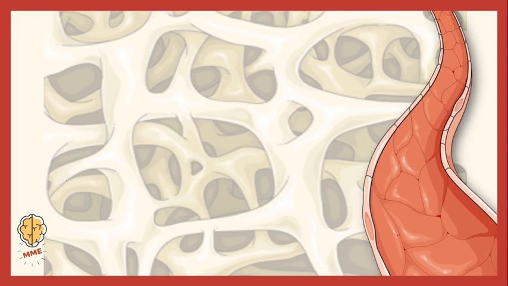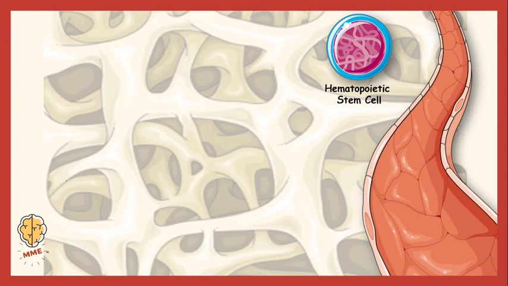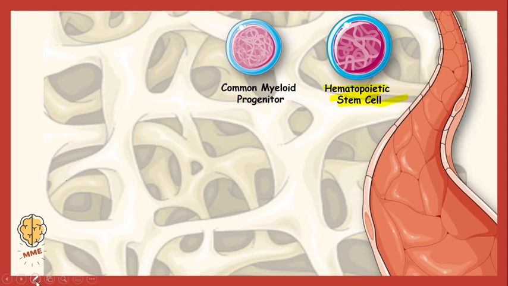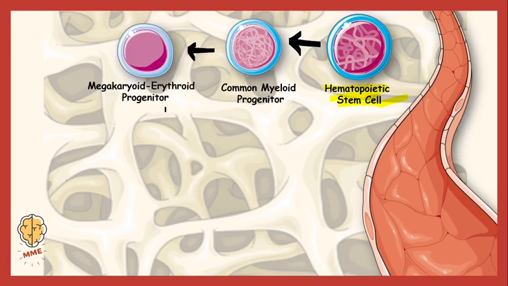Okay, so let's continue with the overview of erythropoiesis. So what happens in erythropoiesis? We have something known as the hematopoietic stem cell. Here comes your hematopoietic stem cell, about which we have been talking for so long. This is the hematopoietic stem cell that goes into something known as common myeloid progenitor. Common myeloid progenitor gives rise to megakaryocyte erythroid progenitor.